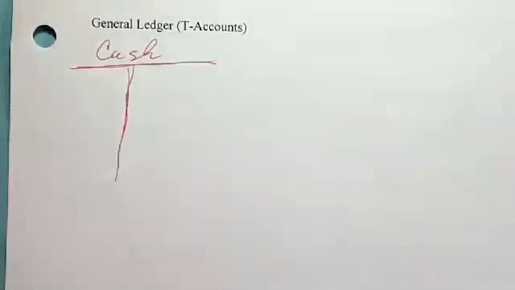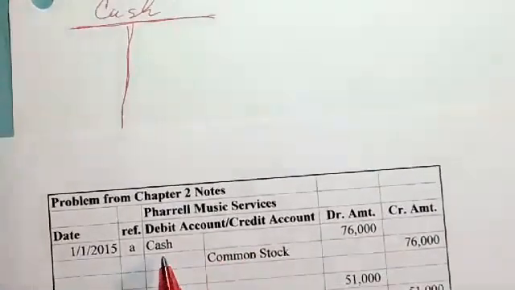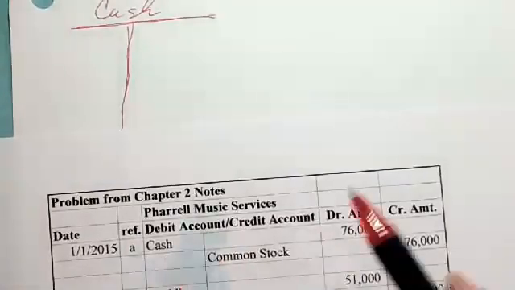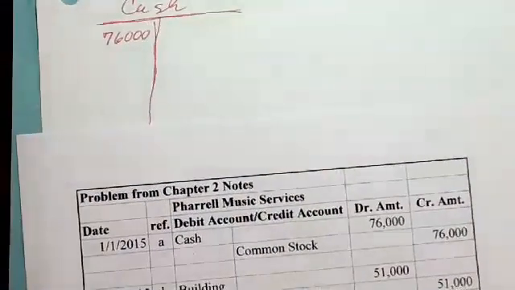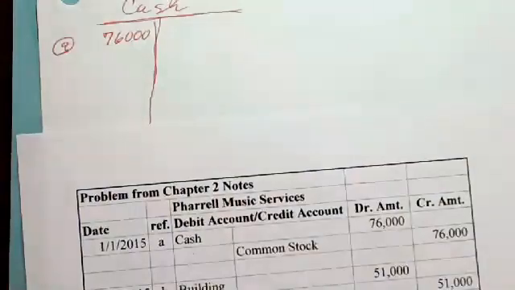When we say post, all that means is that we have this journal entry where we debited cash for 76,000. So we're going to debit cash for 76,000. Because we often have a lot of entries, a lot of things going on, I usually give myself some way to know which it is. So that's why I made this an A. In real life, you'd say what page number it would be on.